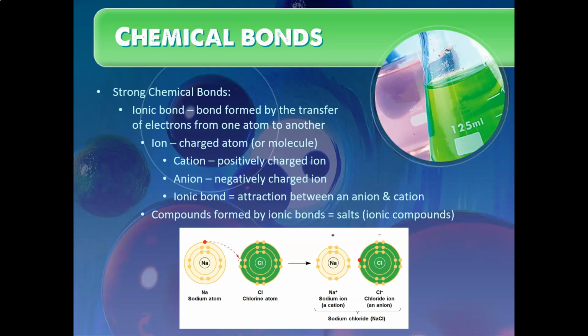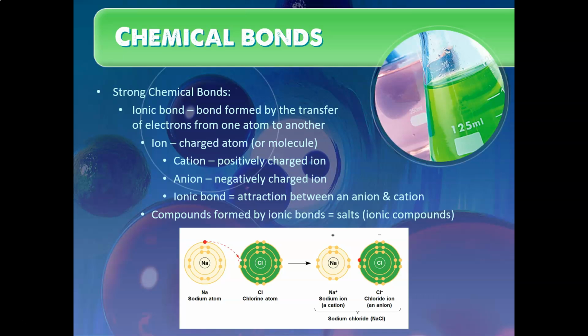Your cations are your positively charged ions, an anion would be a negative charge, and an ionic bond, just by definition, is the attraction of an anion and a cation. And so when we look at the compounds that are formed by ionic bonds, we typically call them salts, something like sodium and chloride.